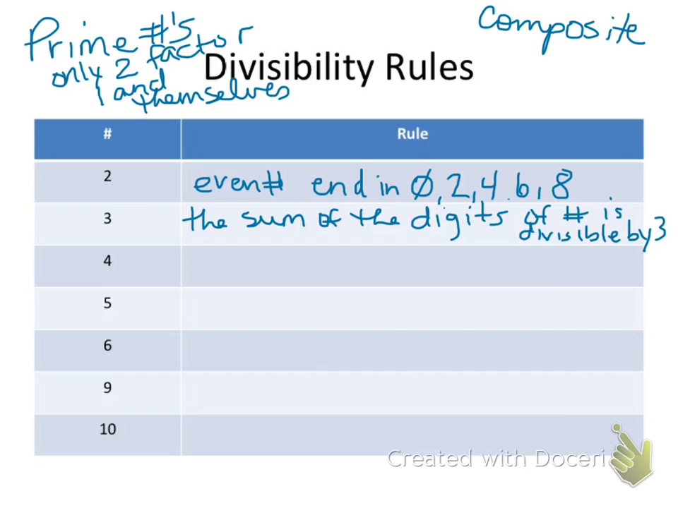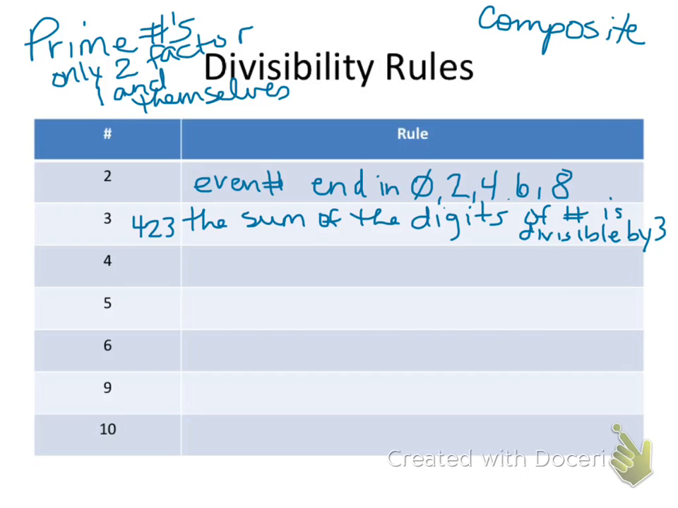So what do you mean? Like the number 423, right? The sum of the digits would be taking 4 plus 2 plus 3. 4 plus 2 plus 3 equals 9. 9 is divisible by 3. Therefore, 423 is also divisible by 3.